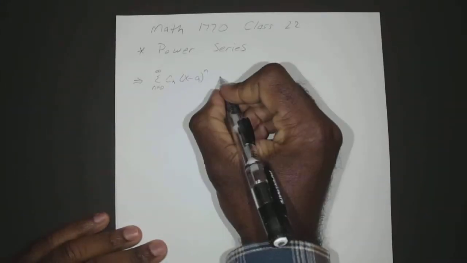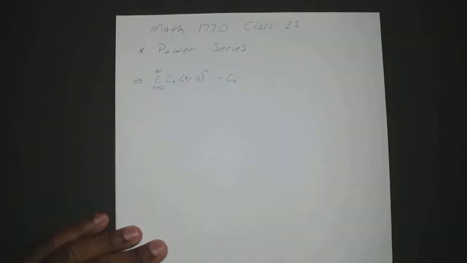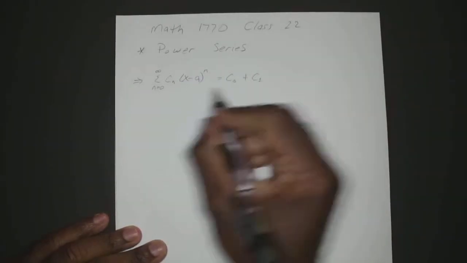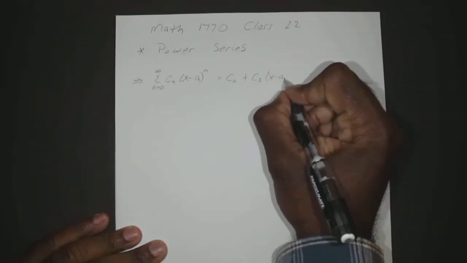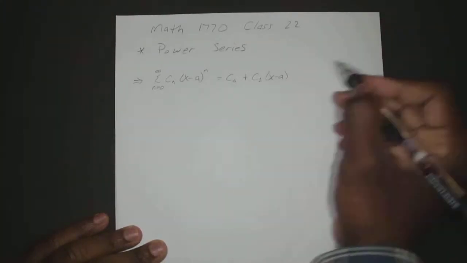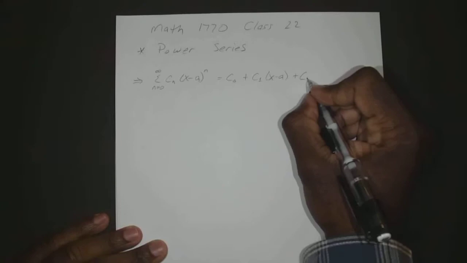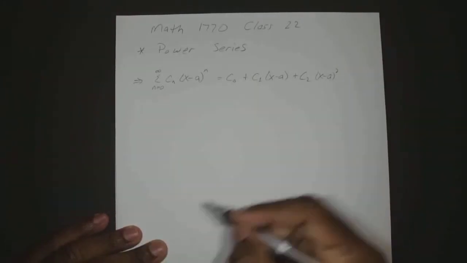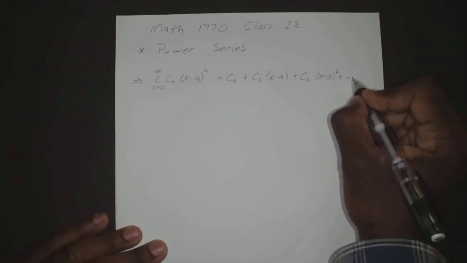Where if n is equal to 0, you just have c sub 0. If n is equal to 1, you have c sub 1 times x minus a. N is equal to 2, sorry, you have c sub 2 times x minus a squared. And it just keeps on going.